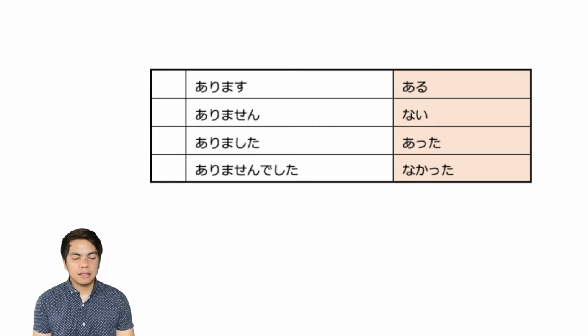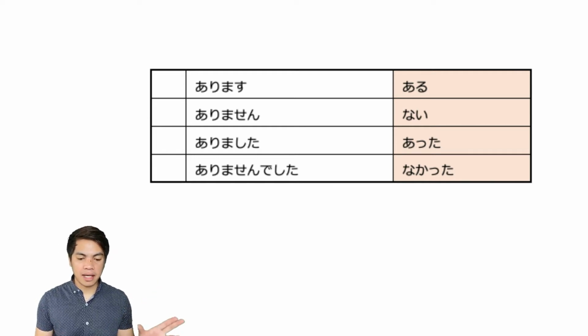Next, the verb arimasu. The verb arimasu is different from other verbs when it comes to the plain style. From arimasu to dictionary form, aru. This is group 1. Next, arimasen. You cannot use aranai. Instead, we will use the word nai. So the plain style for the verb arimasen is nai.